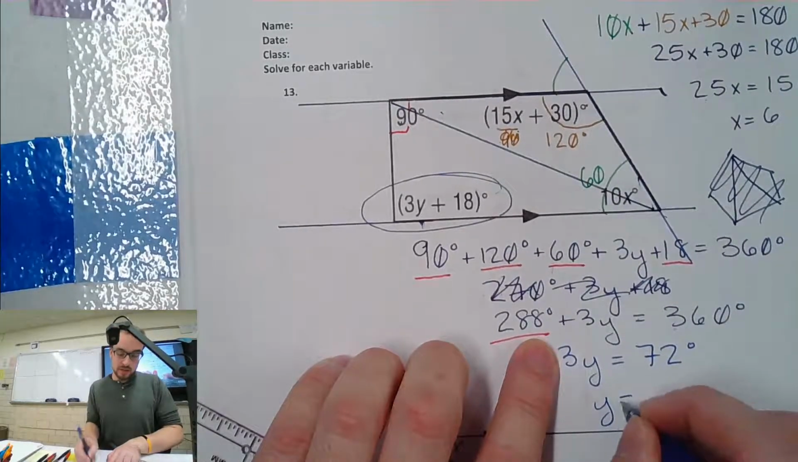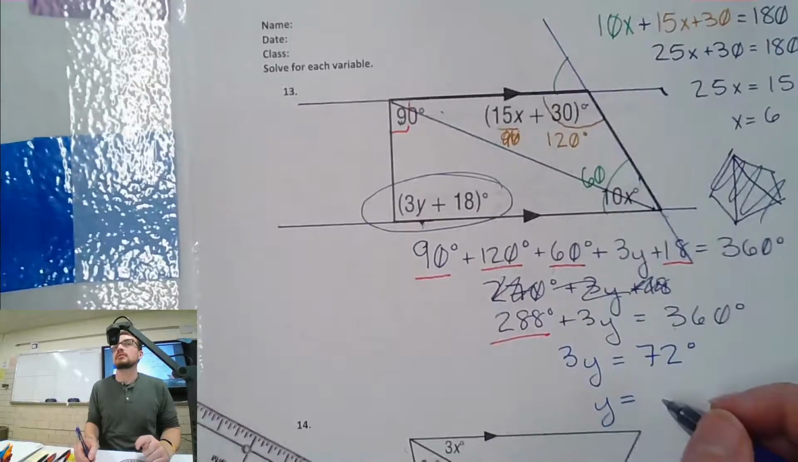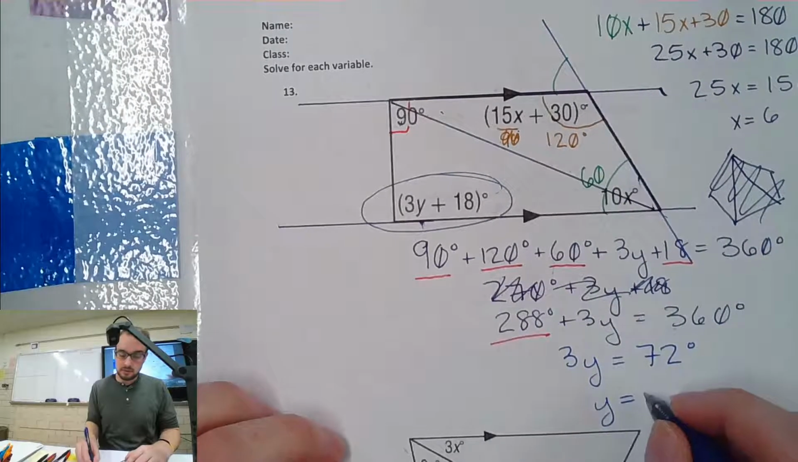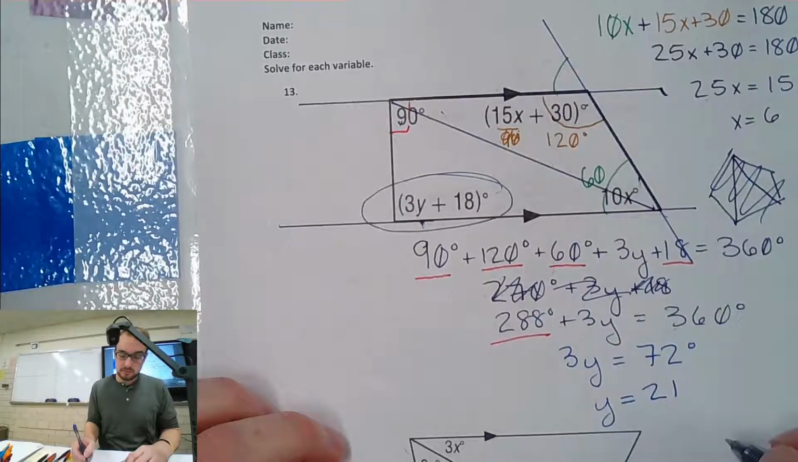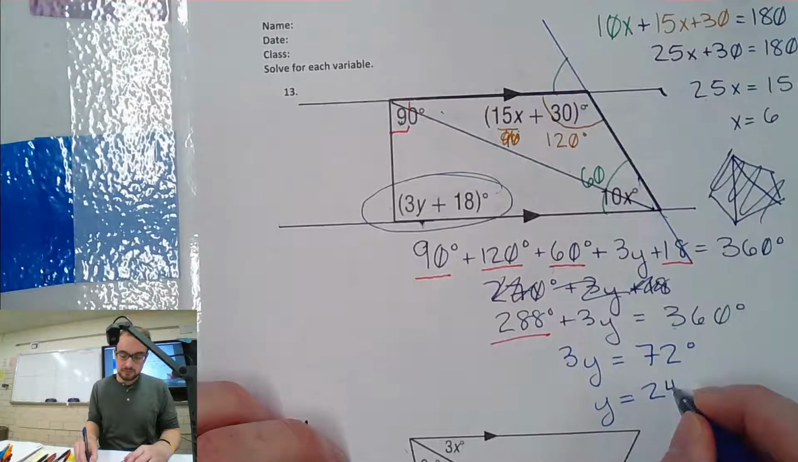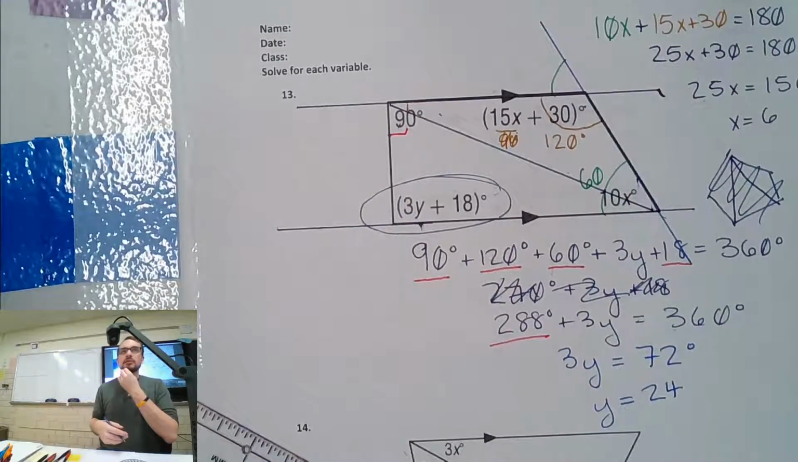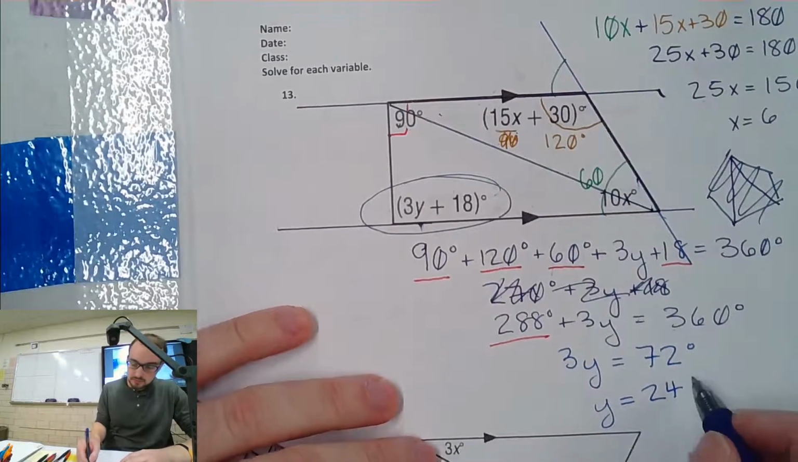Divide by 3. 21. No, it's 63. Not 21. It's 24. Yep. 3 times 20 is 60, right? I need 12 more, so 4 more. So y is 24, and we done.